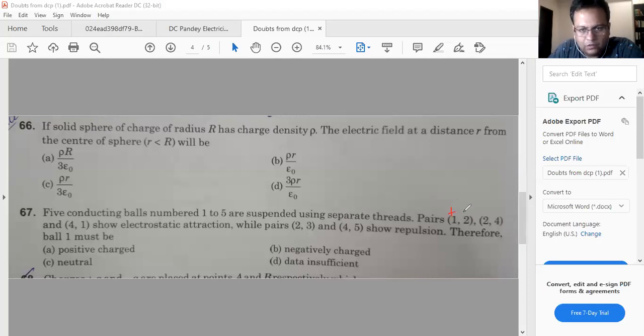If there is attraction, then they will have opposite charges. So if this is minus, then this is plus. No. 5 balls, they show attraction so they must have opposite charges.